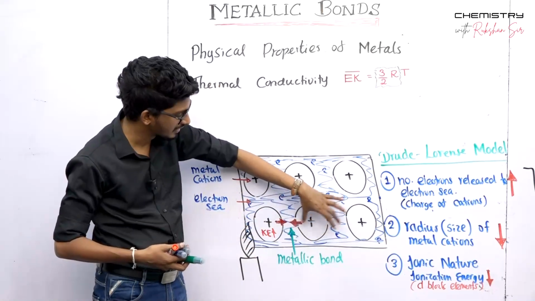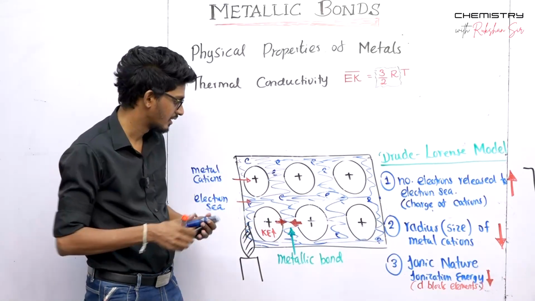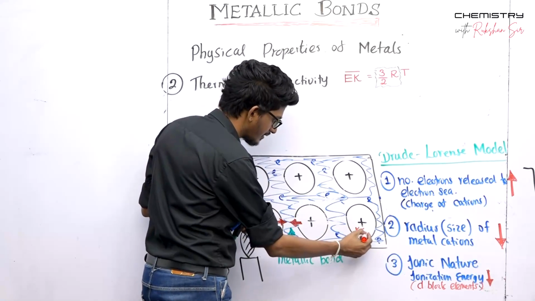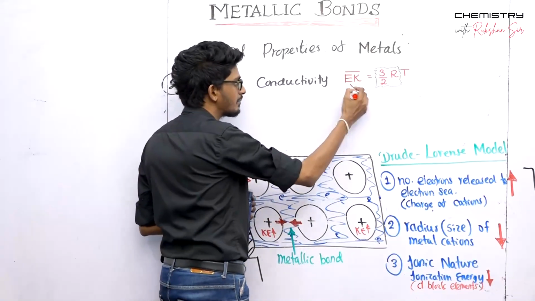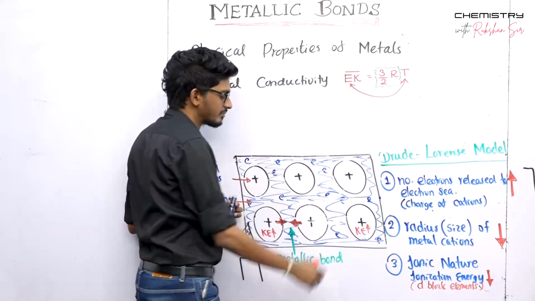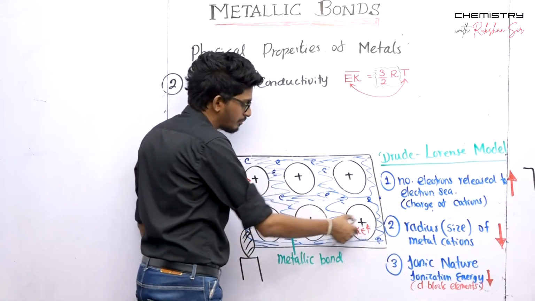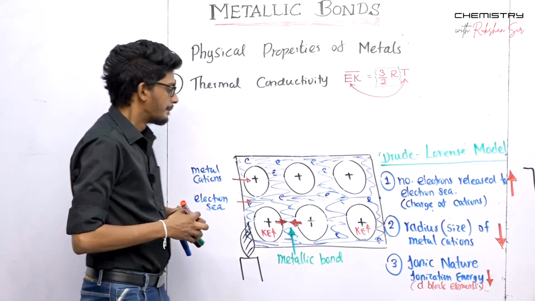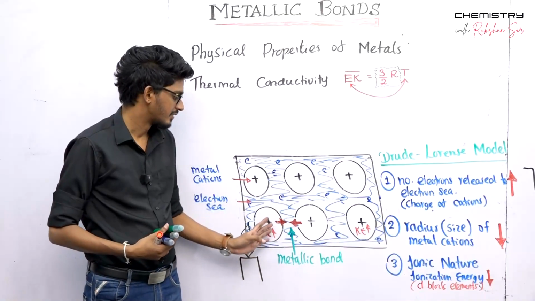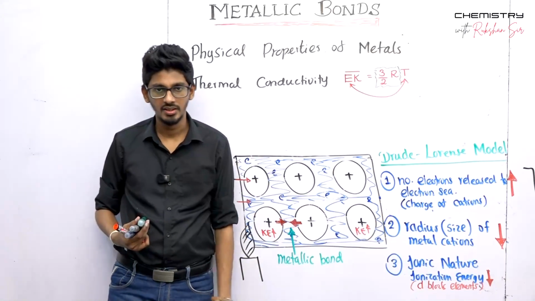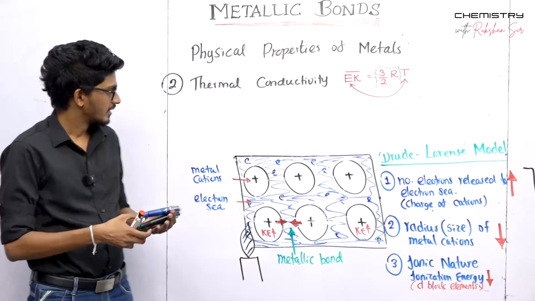So when this particle vibrates, it will collide with the other particle, right? So that particle's kinetic energy will ultimately increase. That means the temperature of this point will increase. Kinetic energy means the temperature, right? So that is how the heat or the temperature will be transferred from this place to this place with the use of this structure. That is how we are explaining the transfer of heat, or the thermal conductivity, with the use of the Drude-Lorentz model, right? So you can write like this.